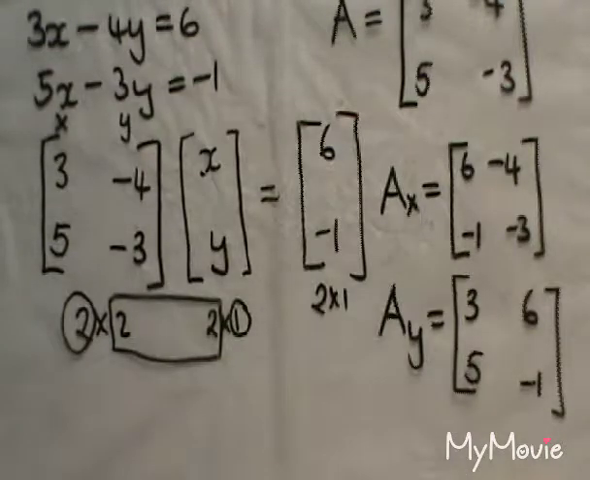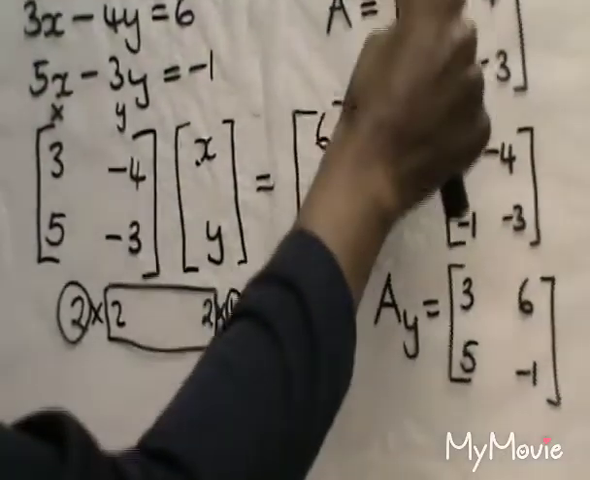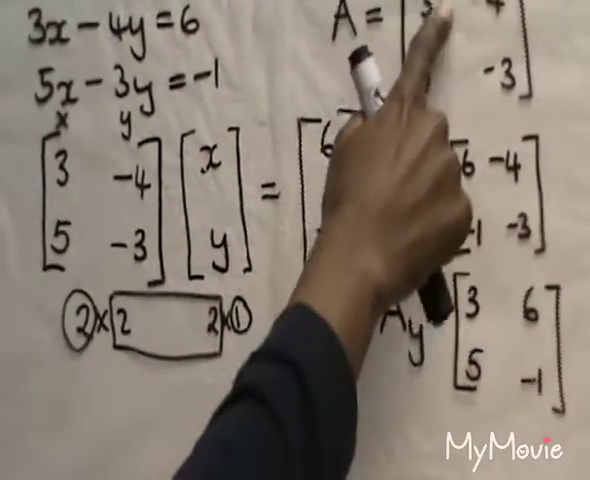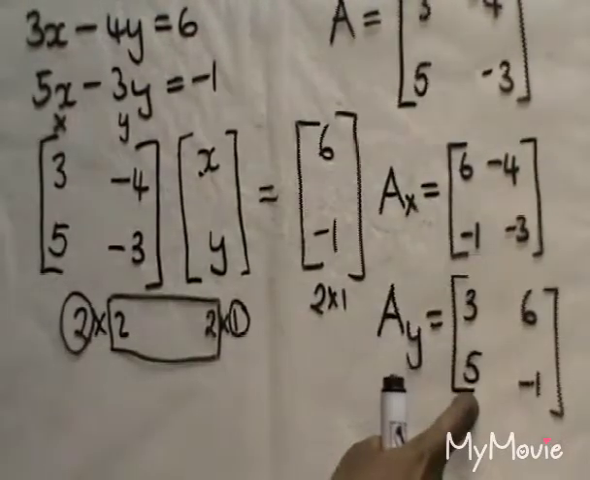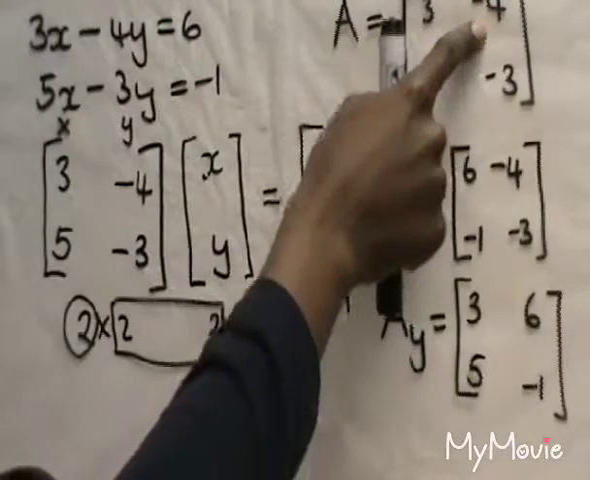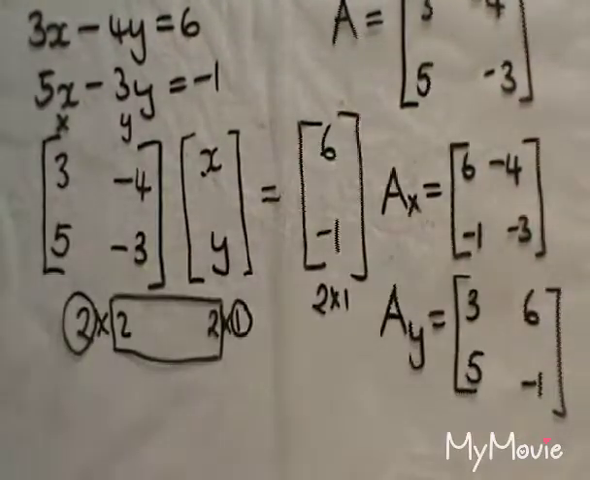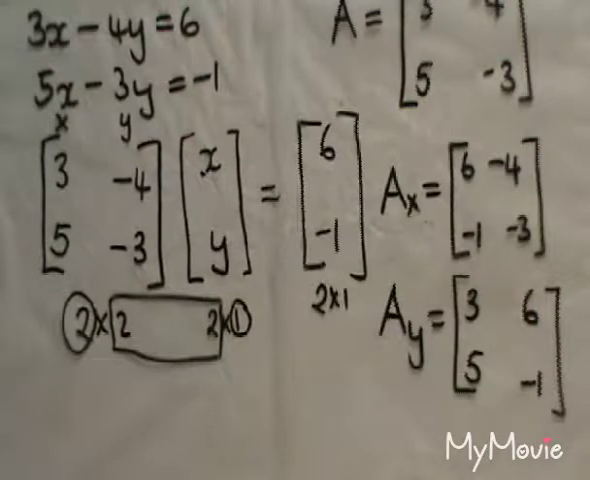And then I do the same thing with the y matrix. So I start with A, so I'm not replacing the x column, it stays the same, so it's 3, 3, 5, and 5. And then the y column, that is what I replace. You can see there, instead of minus 4, I have 6. Instead of minus 3, I have minus 1. Okay, now that you have those matrices, the next step is very simple.